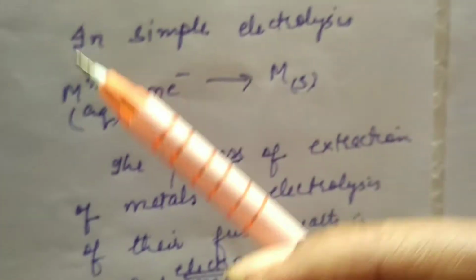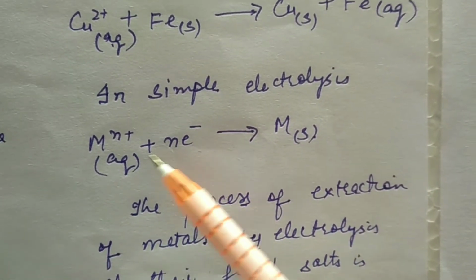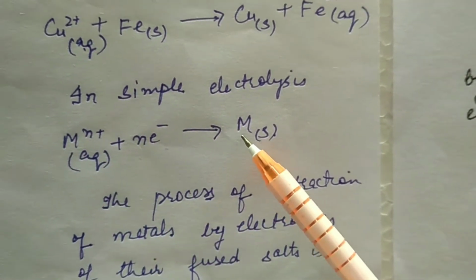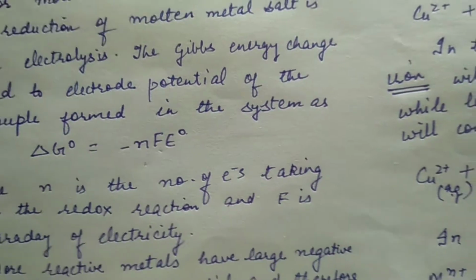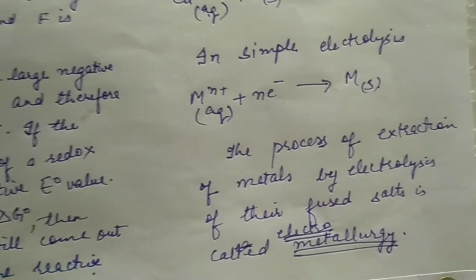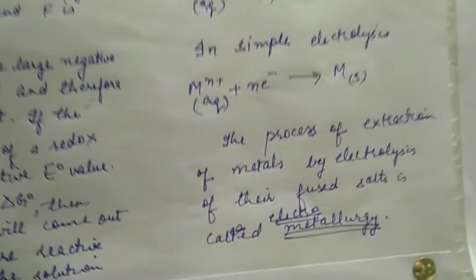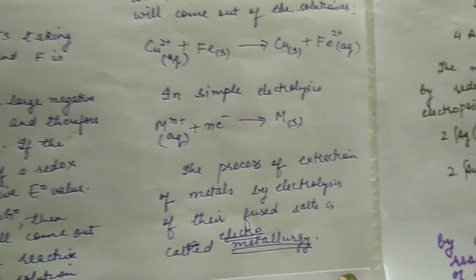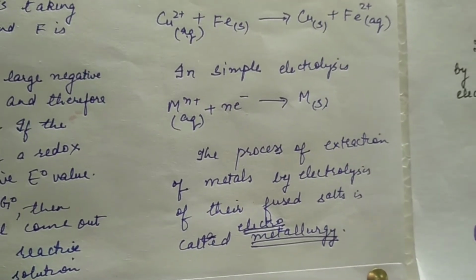So the value of n comes from this equation. n electrons participate to form metal solid. So this n comes over here. Delta G0 is equal to minus nFE0. The process of extraction of metals by electrolysis of their fused salts, that is molten salts, is called electrometallurgy.